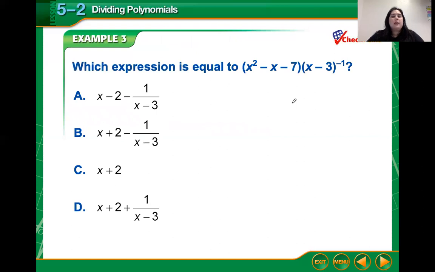All right, go ahead and pause the video to try this problem. Unpause the video when you're ready to check your work.